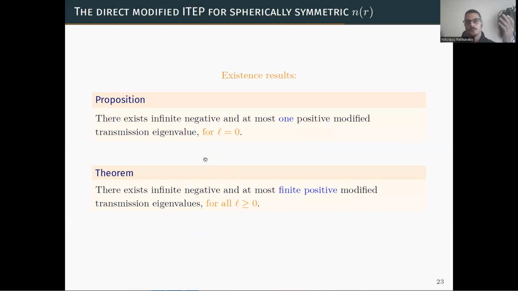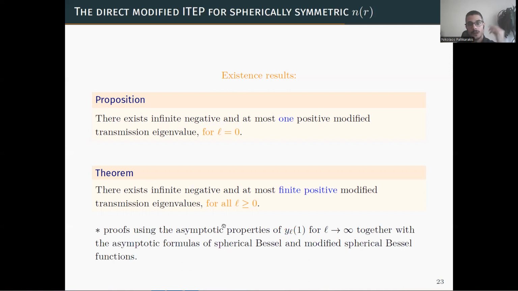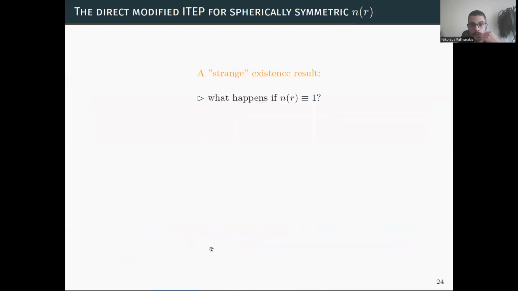So using the above results, we concluded the following: in the special case of spherically symmetric eigenfunctions, there exist infinitely many negative and at most one positive eigenvalue, and for all higher orders, there still exist infinitely many negative and at most finitely many positive. And this is consistent with the theory of existence in the general case. The proof, especially for the second one, is based on the asymptotic properties of YL of 1, because this appears in the boundary condition in the characteristic function, together with asymptotic formulas of spherical Bessel and modified spherical Bessel functions.